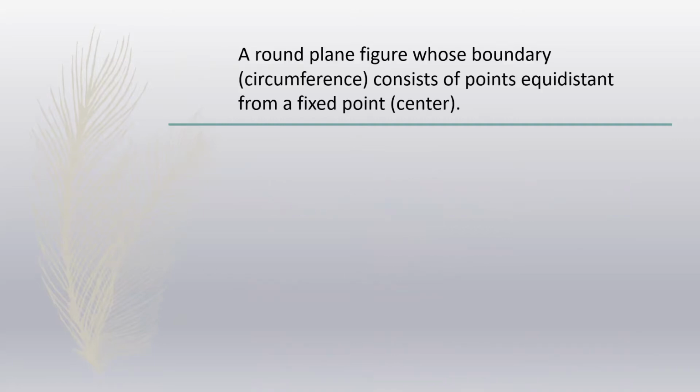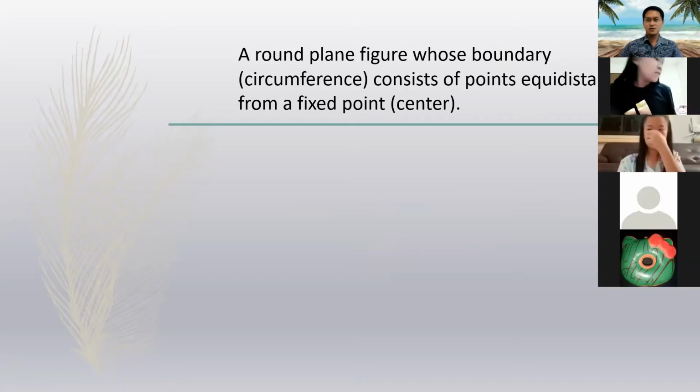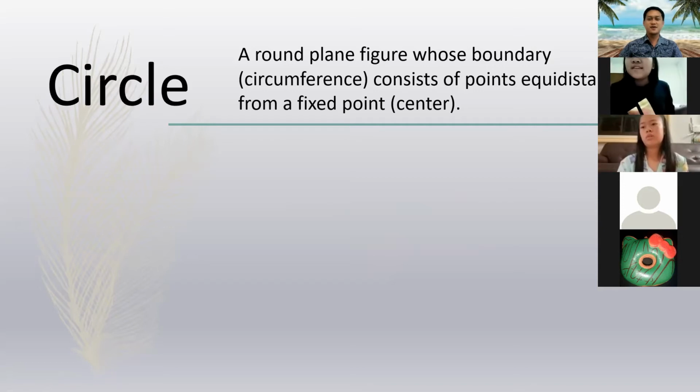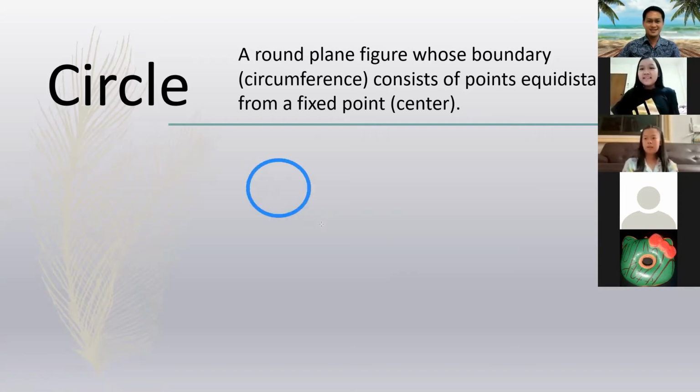This one, a round plane figure whose boundary or circumference consists of points equidistant from a fixed point, the center. What shape is this? Who can guess? Circle. Circle. Very good. Circle. How do you draw a circle? Okay, can you draw a circle on the screen? Yes, like this. Is this a circle? Okay.